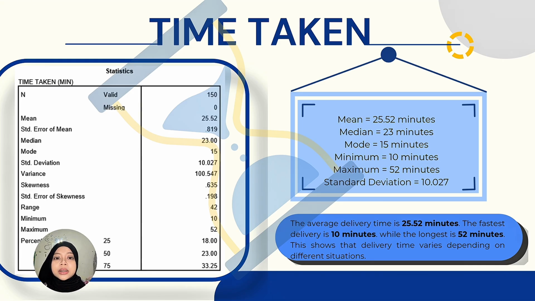Next, I will present the descriptive analysis for the rider time taken. Based on the data collected from 150 observations, the mean delivery time is 25.52 minutes. This means that on average, food delivery takes about 26 minutes to reach customers. The median is 23 minutes, which indicates that half of the deliveries took 23 minutes or less, while the other half took more than 23 minutes.